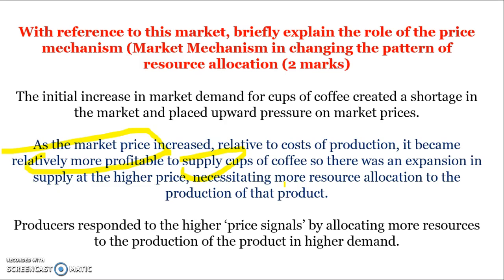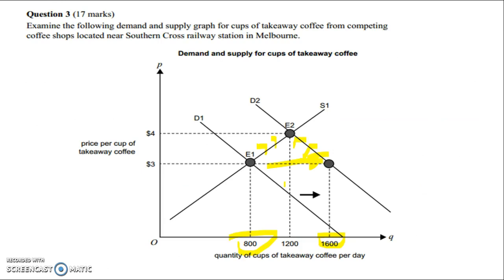So the price mechanism is the force of demand and supply and how they determine relative prices. When you're explaining how it affects resources, you need to articulate that when the price increased, there was an expansion in supply, which means that self-interested, profit-motivated producers allocated more resources to the production of coffee because it was now a more profitable or viable item to produce.